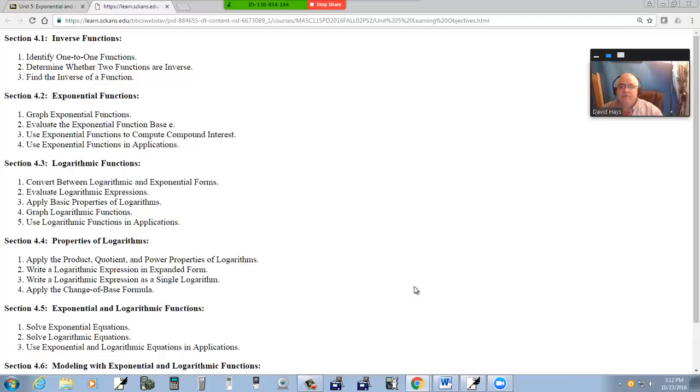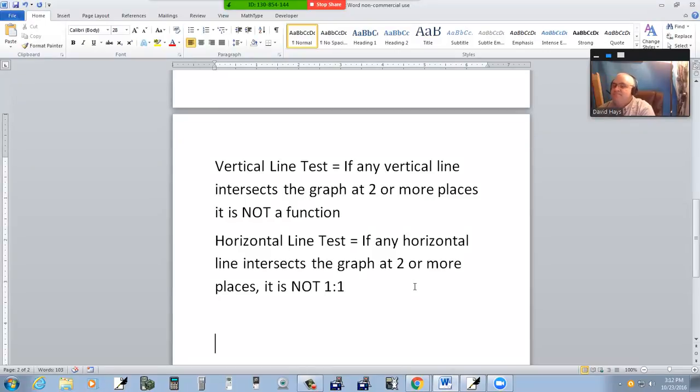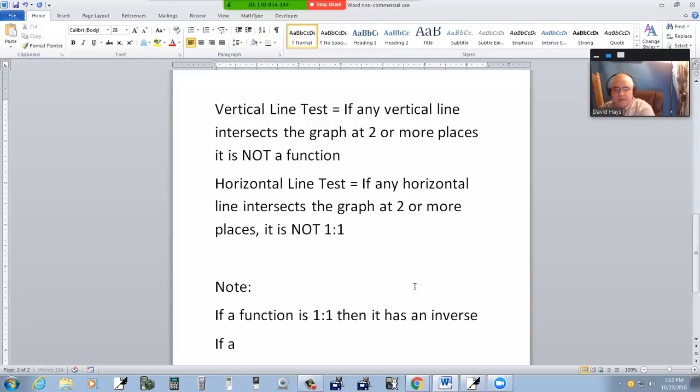Now they say determine whether two functions are inverses. So let's first get to the point where we're talking about inverses. The reason why we look at the one-to-one part: if a function is one-to-one, then it has an inverse. If a function is not one-to-one, then there is no inverse.